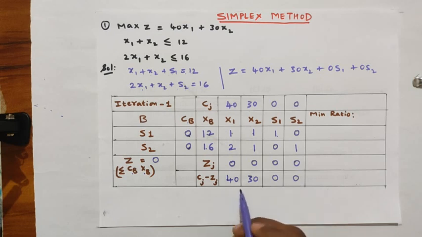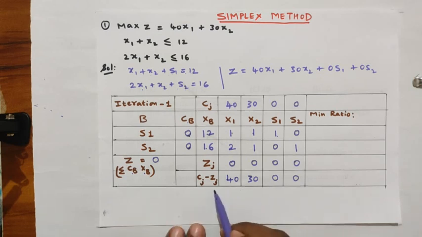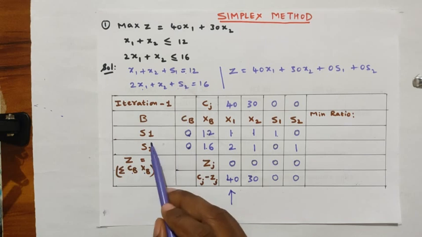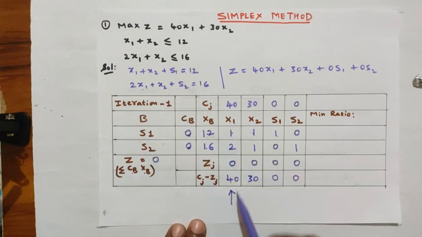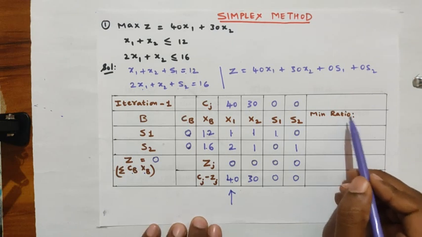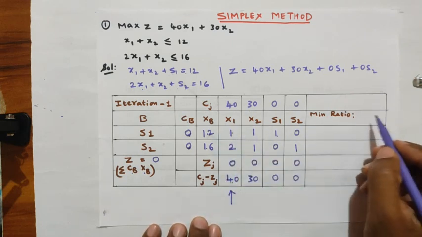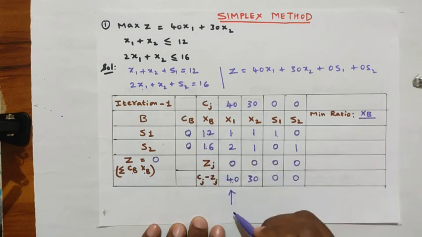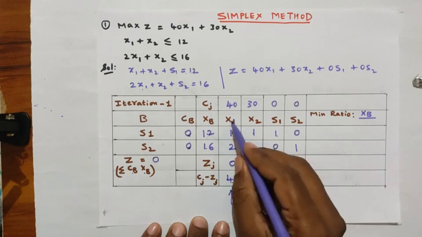Here we need to take the maximum value. Maximum value of Cj minus Zj is 40. 40 is the maximum value. The maximum value will be the incoming variable. So we need to find the minimum ratio also. Minimum ratio is the ratio of xb by the column of the maximum value of Cj minus Zj, that is x1.